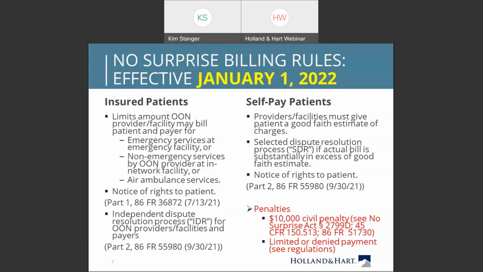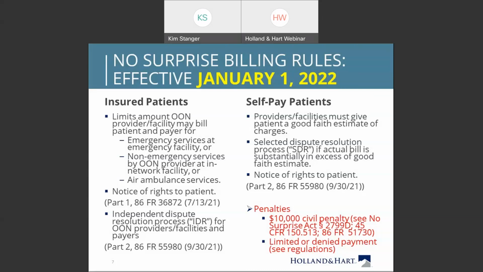But these new rules apply in those two situations that we just talked about. They provide protections for insured patients and also for self-pay or uninsured patients. For the insured patients, they limit the amount that an out-of-network provider or facility may bill the patient and the payer for certain emergency services that are provided at emergency facilities defined in the regulations. We'll talk briefly about that.